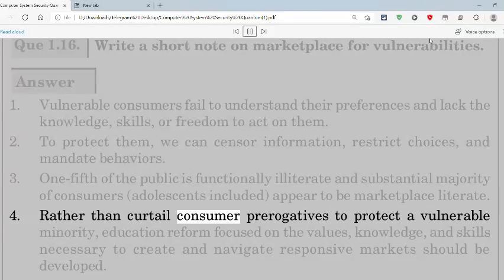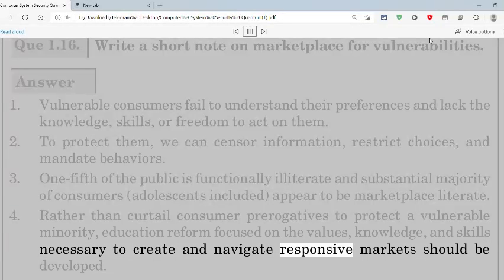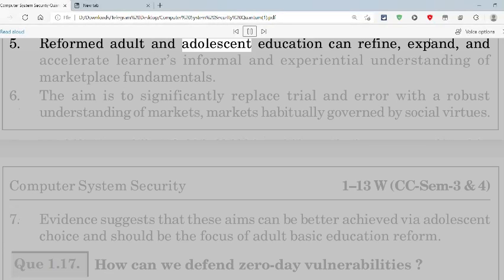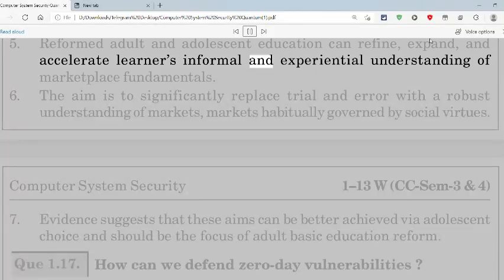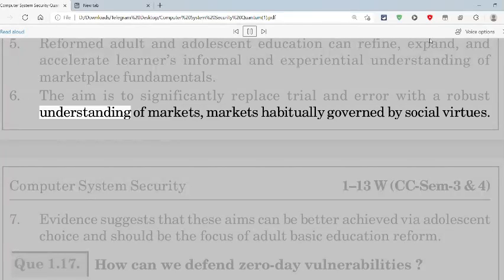4. Rather than curtail consumer prerogatives to protect a vulnerable minority, education reform focused on the values, knowledge, and skills necessary to create and navigate responsive markets should be developed. 5. Reformed adult and adolescent education can refine, expand, and accelerate learners' informal and experiential understanding of marketplace fundamentals. 6. The aim is to significantly replace trial and error with a robust understanding of markets habitually governed by social virtues.